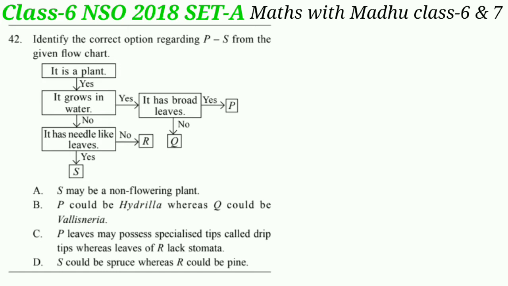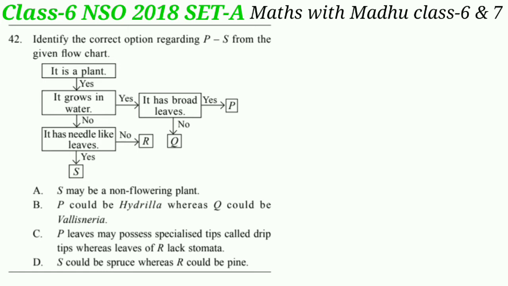Option A, S may be a non-flowering plant. This is the correct option. Plants like pine, fir have needle-like leaves and they do not bear flowers. These plants have cones which contain naked seeds.